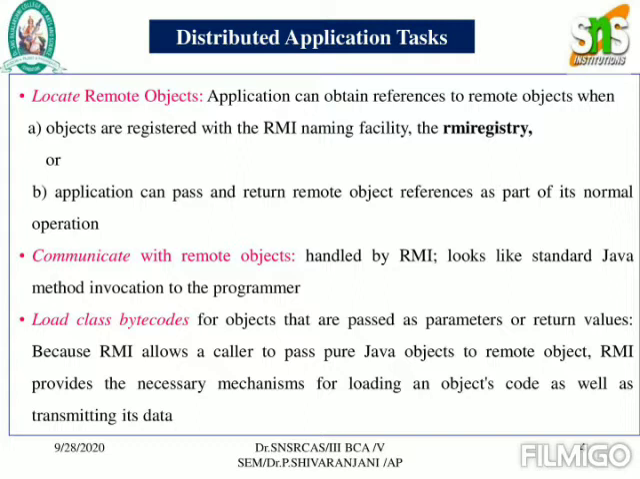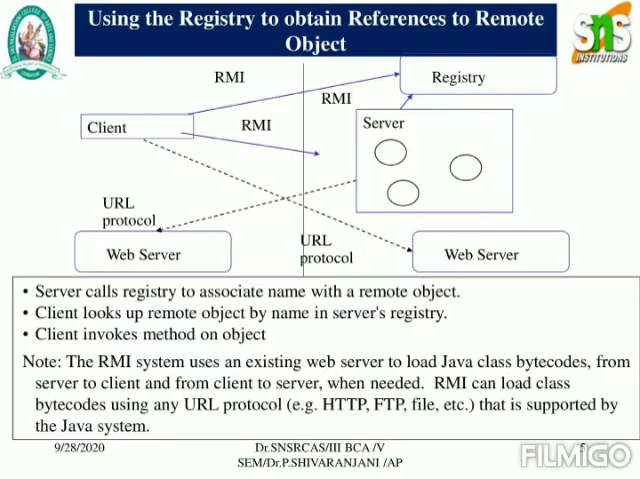So next one is using the registry to obtain a reference to the remote object. In this diagram you can see there are two different types of paths: one is client side and another one is server side. Here in the client you'll have a web server. This web server will have a protocol called the URL protocol. With the help of this URL, that is Uniform Resource Locator protocol, you can transfer a message to the server.